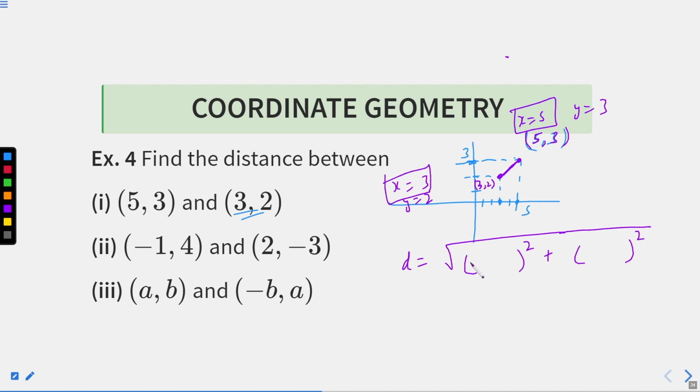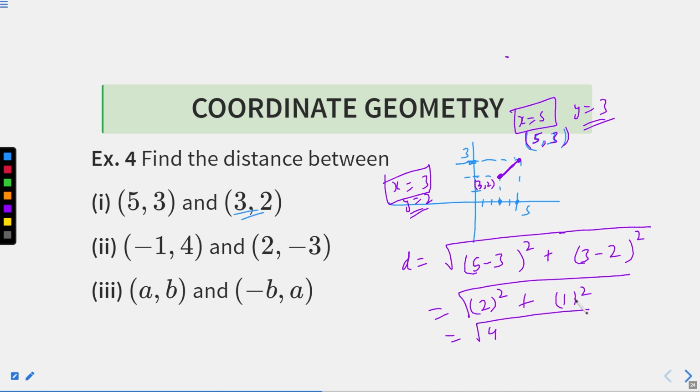Now subtract them, so 5 minus 3. Now this y is 3 and y is 2, so now 3 minus 2. So now what do we get? 5 minus 3, which is 2, square, plus 3 minus 2, which is 1, square. We know 2 square is 4 and 1 square is 1. So we get our answer as root 5. Clear? So root 5 is our answer.